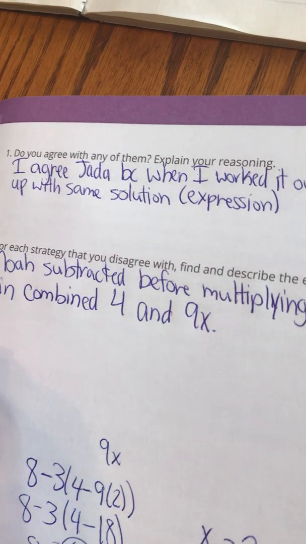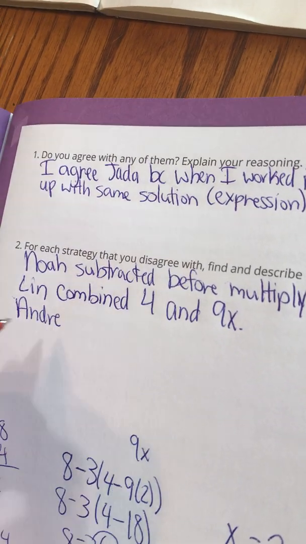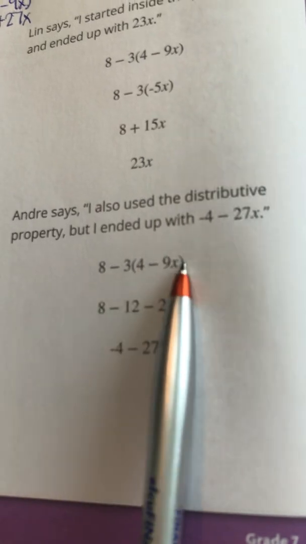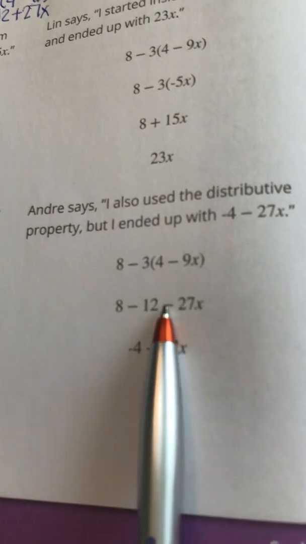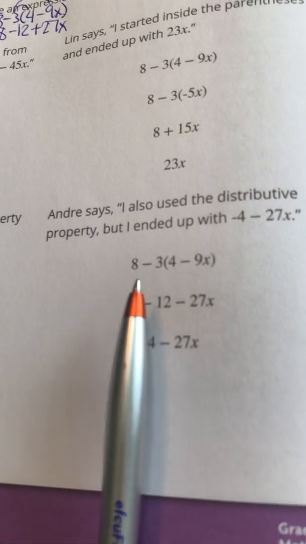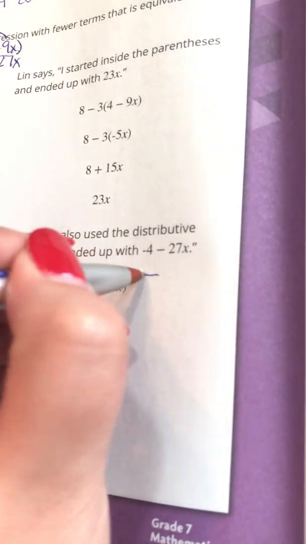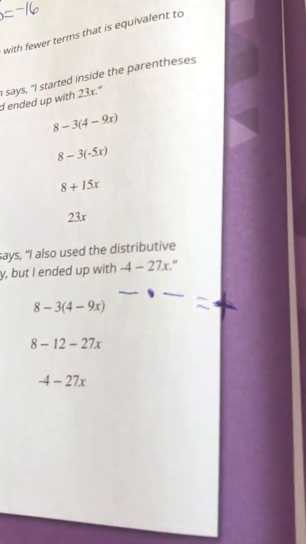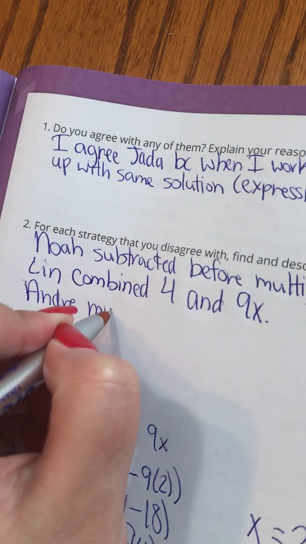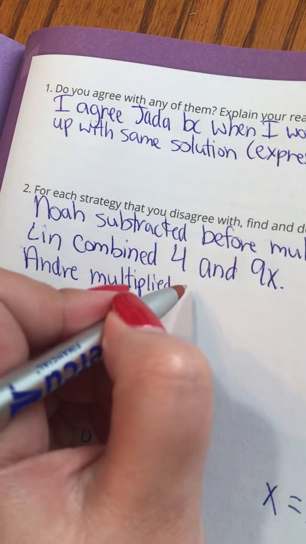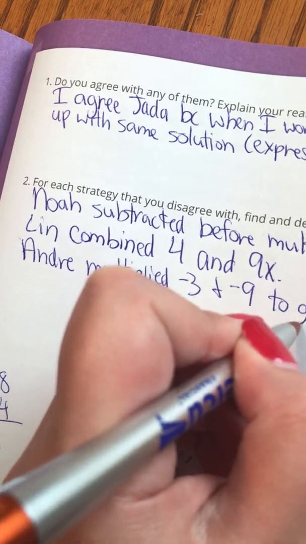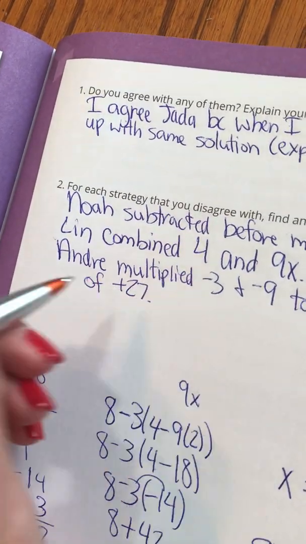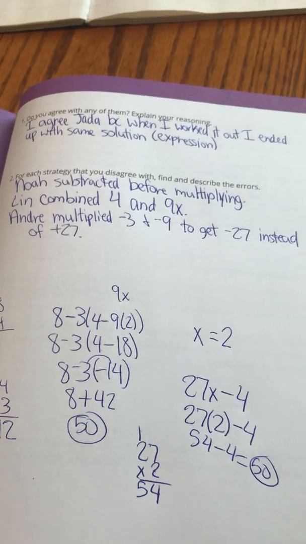So these are the errors, or basically what each of them did. So Andre had multiplied this by each other, but when he did, he kept the negative. He didn't follow his multiplication rule of a negative times a negative is a positive. So remember, a negative times a negative is a positive. Okay? Okay. So those were their 3 mistakes.